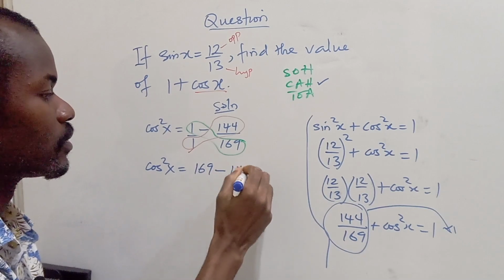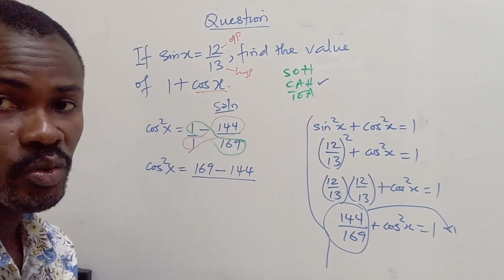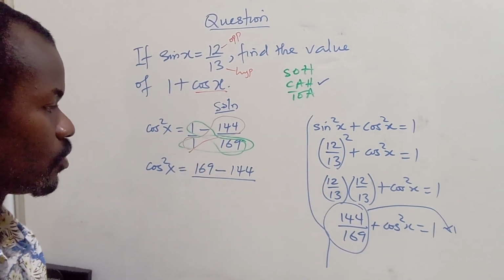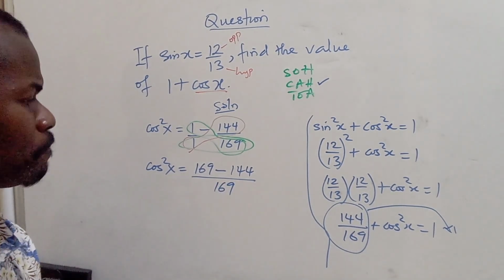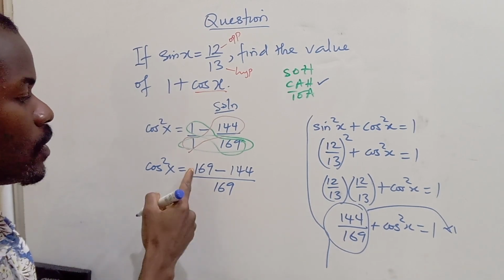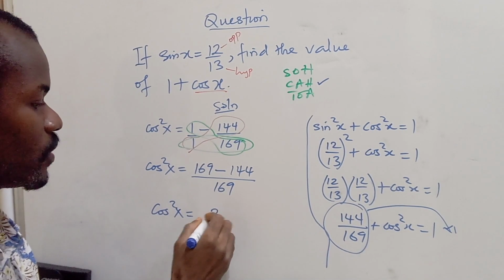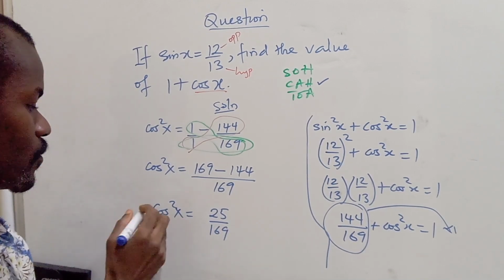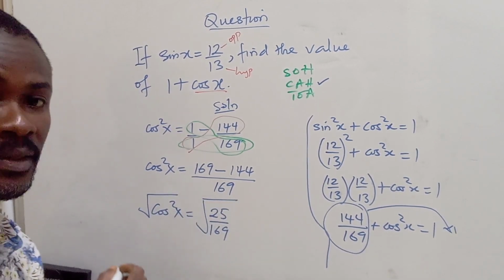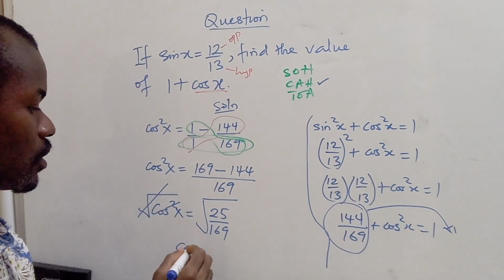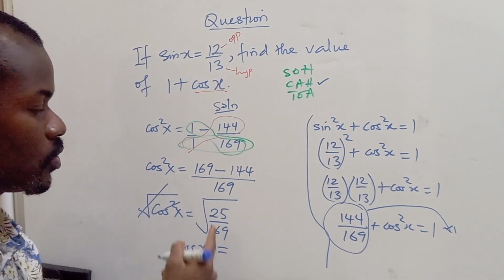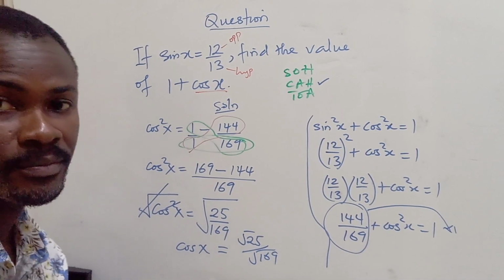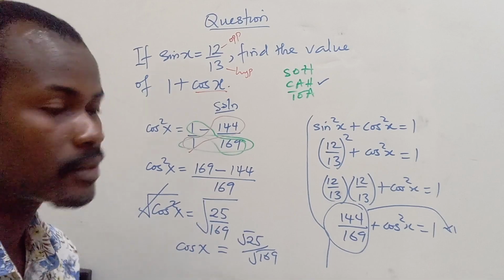So 1 times this is 144. Now the last thing we are going to do is multiply the denominators. So we have 1 times 169 at the denominator. So our cos squared x is equal to 169 minus 144, which we know is going to give us 25, over 169. So how do we find cos x? We are going to take square roots of both sides. So these will cancel. We are left with cos x, which is equal to the square root of 25 divided by the square root of 169.